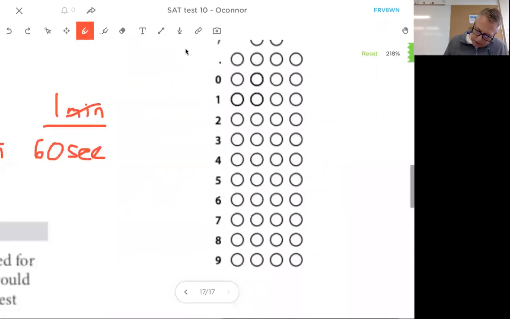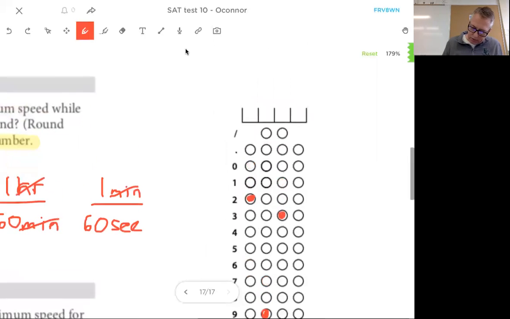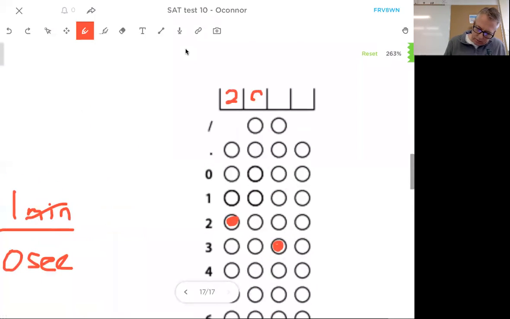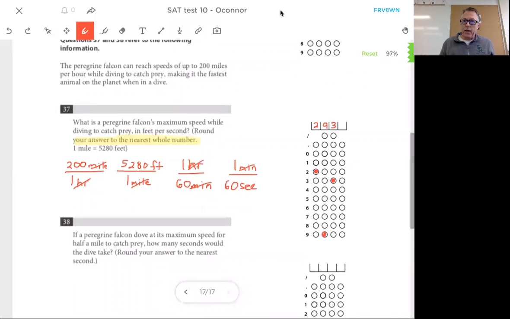So wouldn't it be a shame to do that problem totally correctly and then write the fraction and not get credit for it because the fraction would not be to the nearest whole second? Okay, and we did not put any units either. We don't need to do that. Okay, last one here.